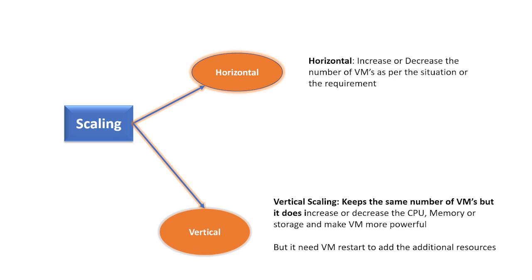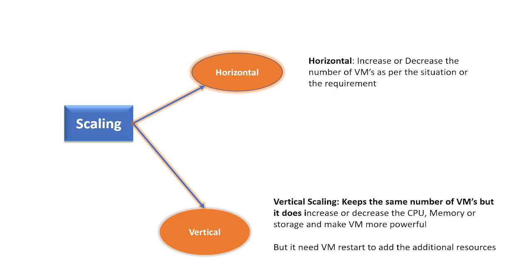Horizontal means the number of virtual machines will be increased or decreased according to the condition that you define. But there is another scaling called vertical. Vertical means there is no change in the number of virtual machines. The number remains the same. If you define two virtual machines, there will be only two virtual machines irrespective of the usage. But there we will increase either the CPU or the memory or both, on the same virtual machine.